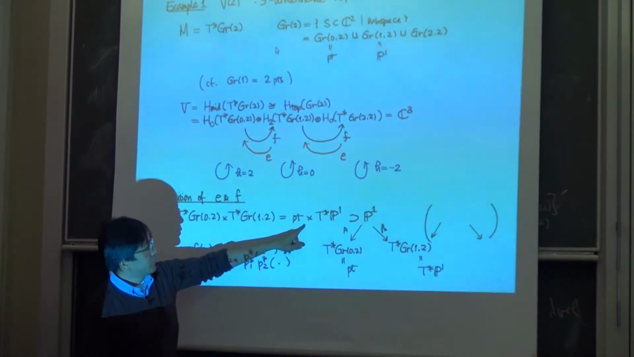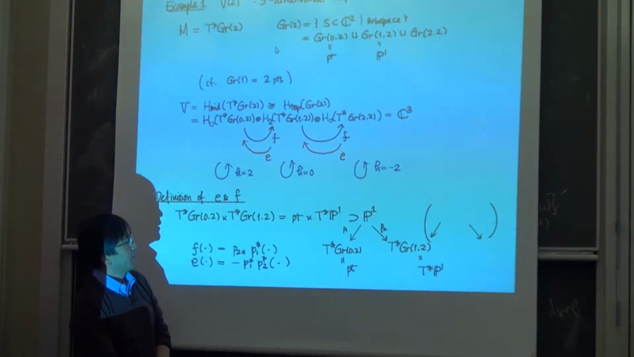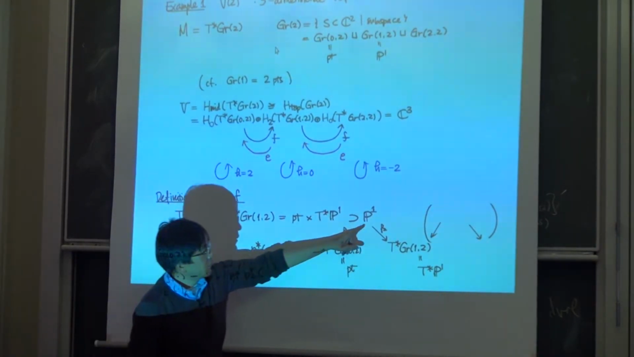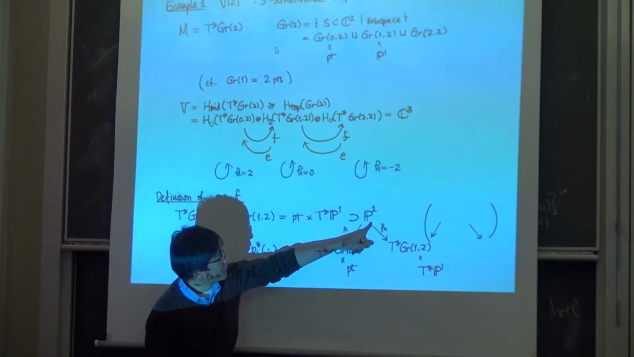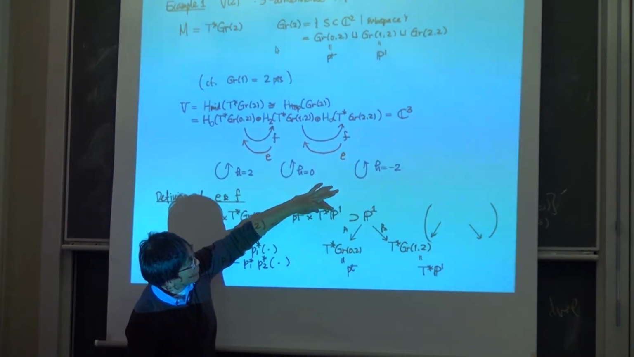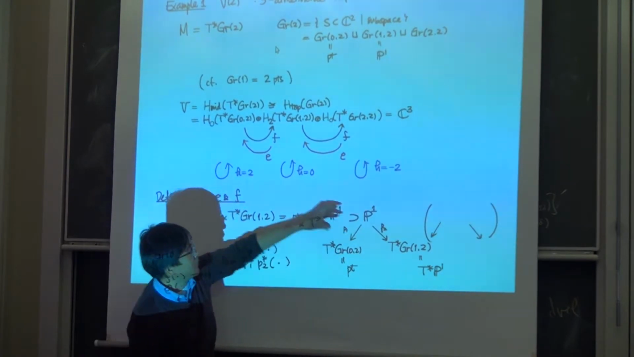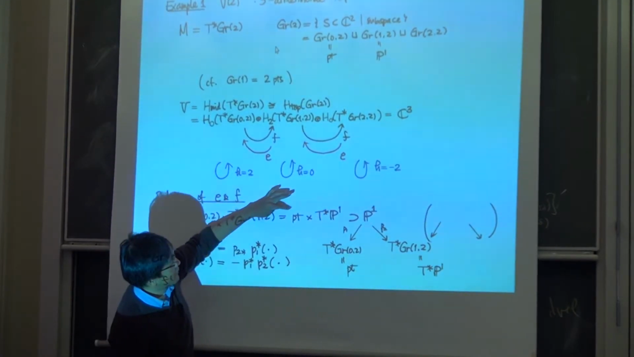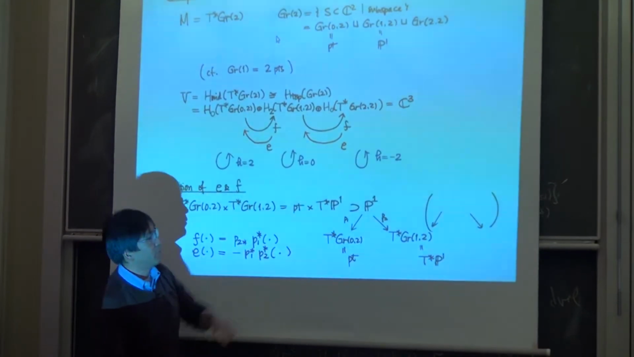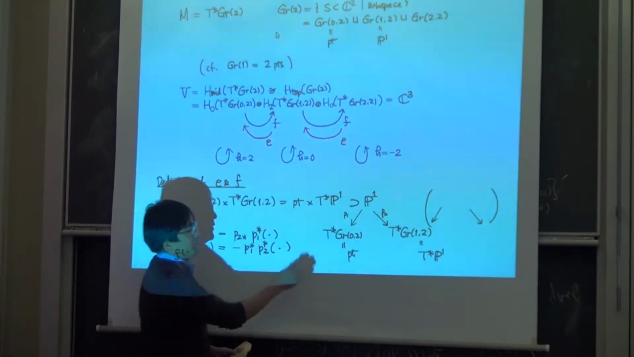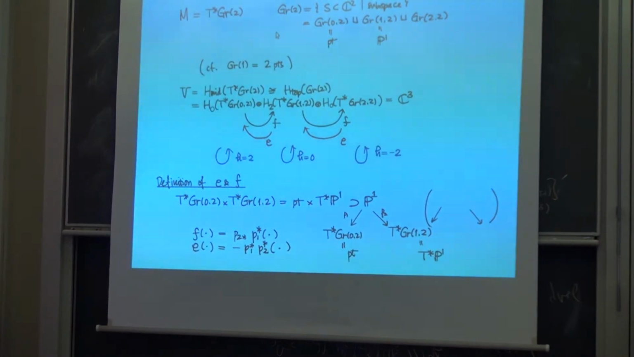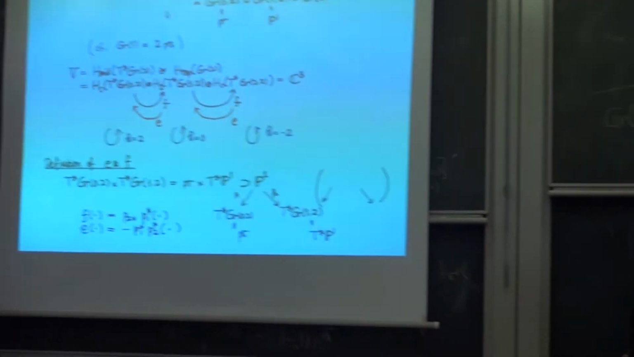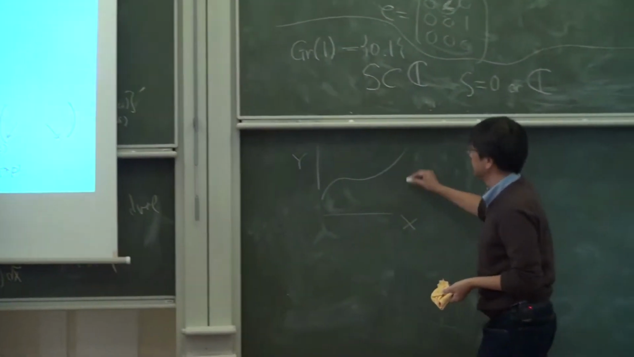So this is just the point times T*P1. And I consider the projective line in the product. Of course, this is contained in the second component, but I want to consider P1 as contained in the product of the first and second components. So once you have a map from X to Y, then you can consider the graph.